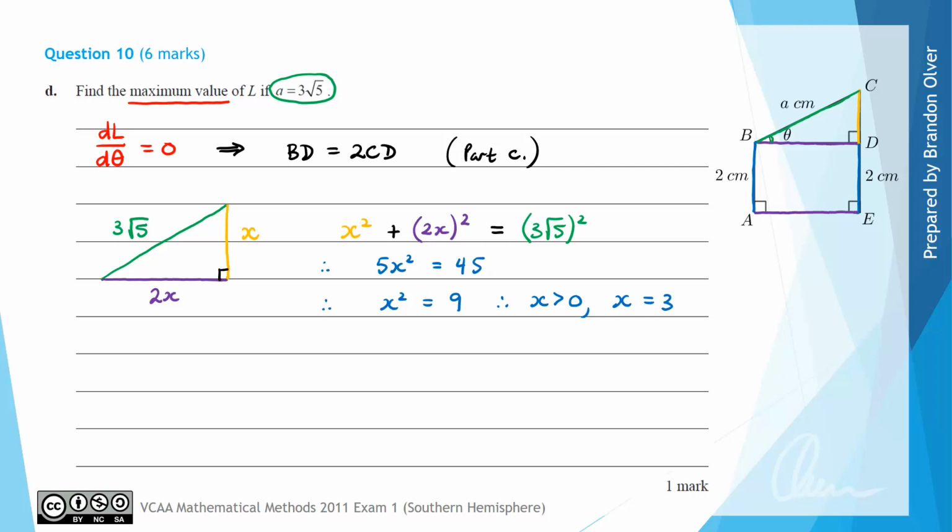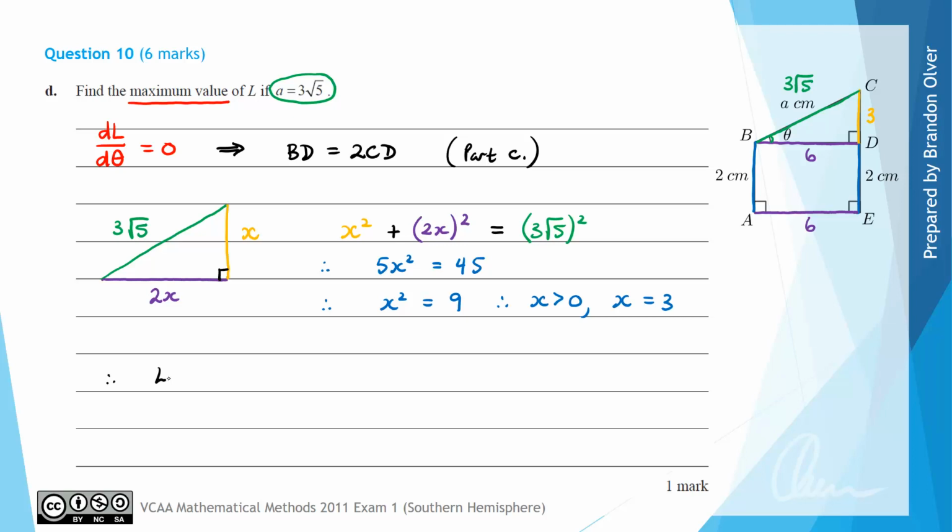So now we can annotate that onto our diagram. The length of CD was simply x, so it's going to have a length of 3 now. The purple length BD is 2 lots of x, so that's 6, and this is also 6. And the A value is 3 root 5, and the blue values were still 2 and 2 respectively.